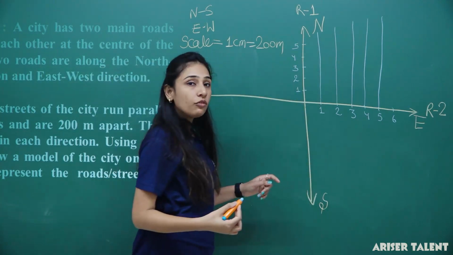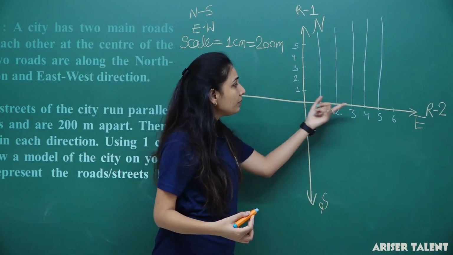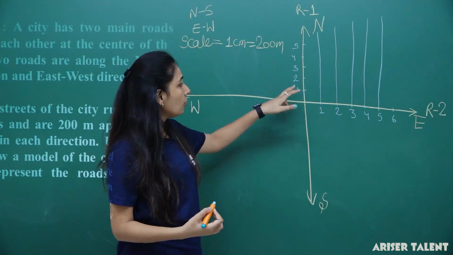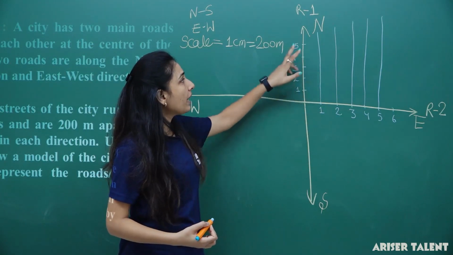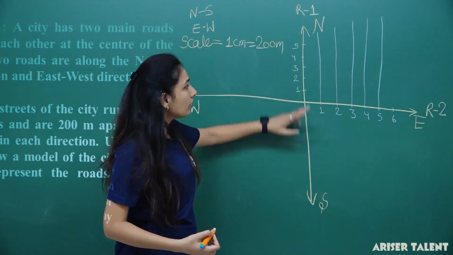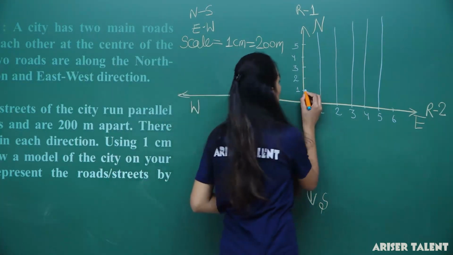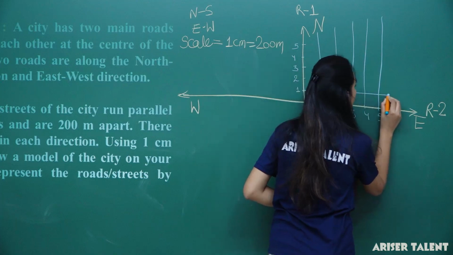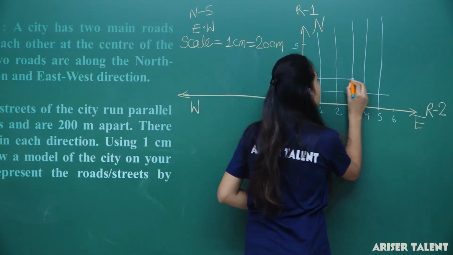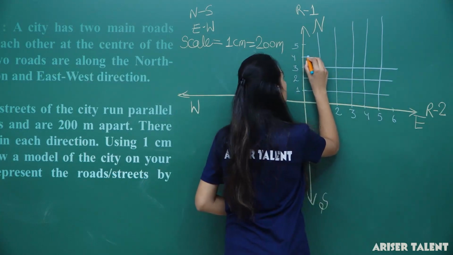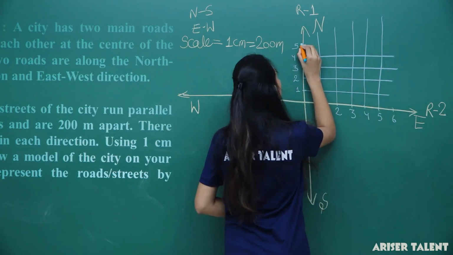So what will I do? I will draw the parallel lines to this east-west direction, and in order to do so, I have to draw perpendiculars to this north-south direction at these points 1, 2, 3, 4 and 5. Okay. So this is the first one. This is the second one. This is the third one. This is the fourth one. And this is the fifth one.